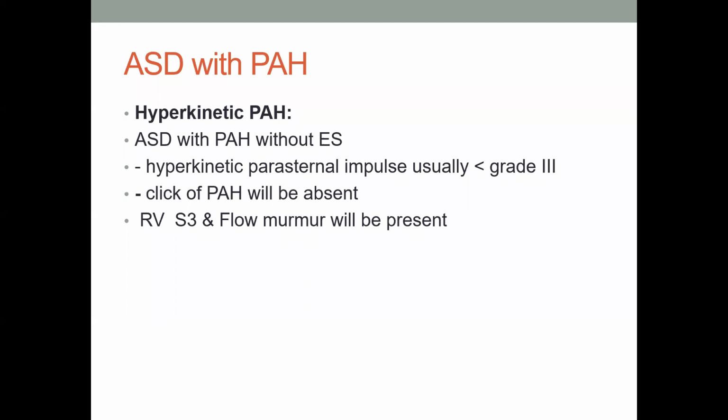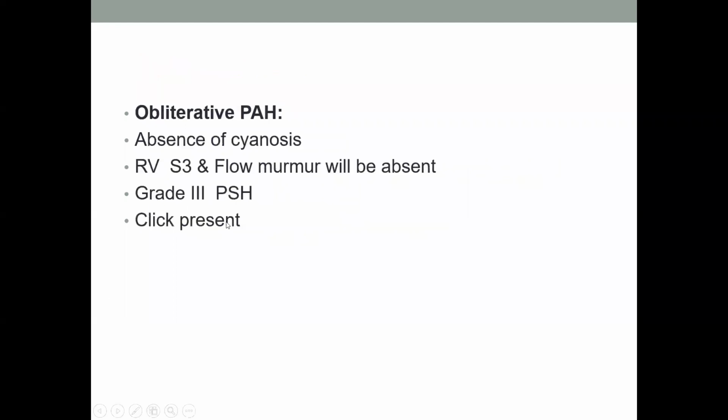So you could have grade 2 or grade 3 parasternal heave. Most of the time it is flow related. That means it is forceful, ill-sustained left parasternal heave. Almost always RVS3 and flow murmur is present. But what we are worried about is obliterative PH, and this is examiner's favorite. So here you have a PH and you also have an ASD. Because you have ASD, the RV apex is present. You'll have a wide fixed split, loud P2, palpable P2, ejection murmur.